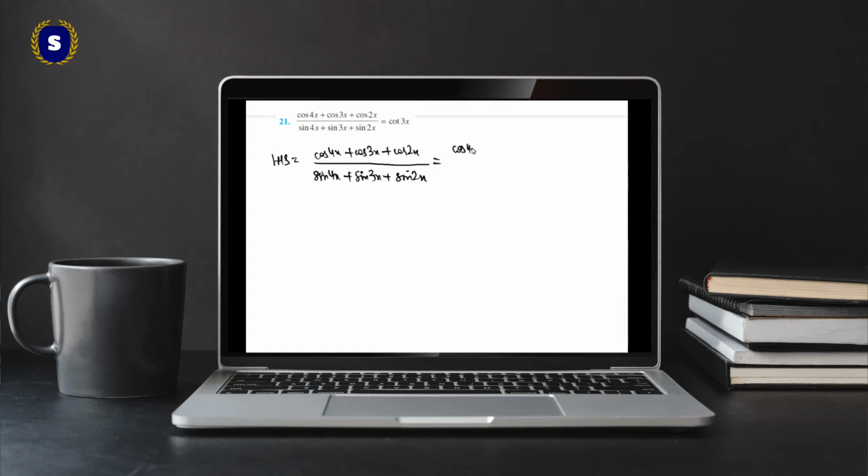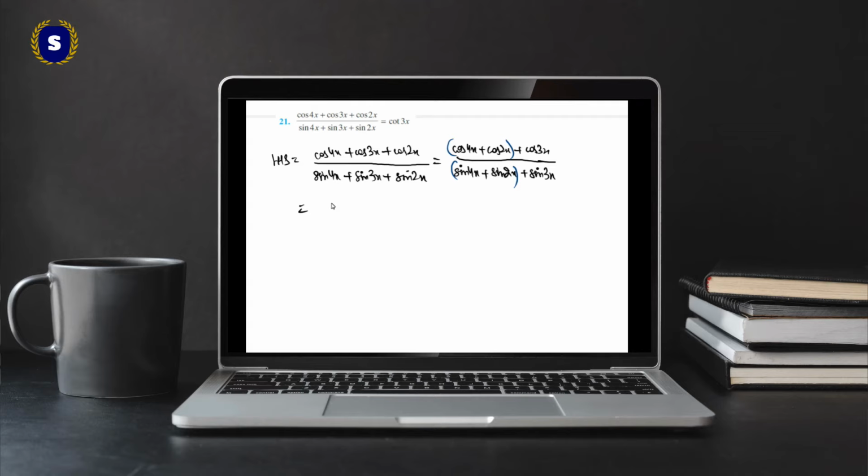Cos 4x plus cos 2x plus cos 3x. We'll keep the last one, cos 3x, as it is. Same way on the denominator side, sin 4x plus sin 2x plus sin 3x, because we'll keep sin 3x as it is. We'll apply the identity only on the first 2 terms.